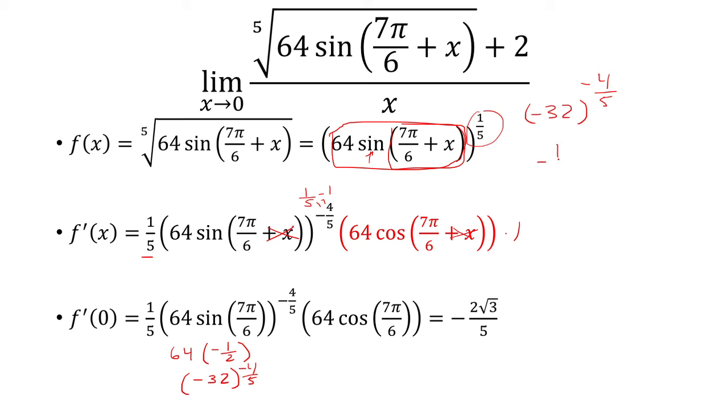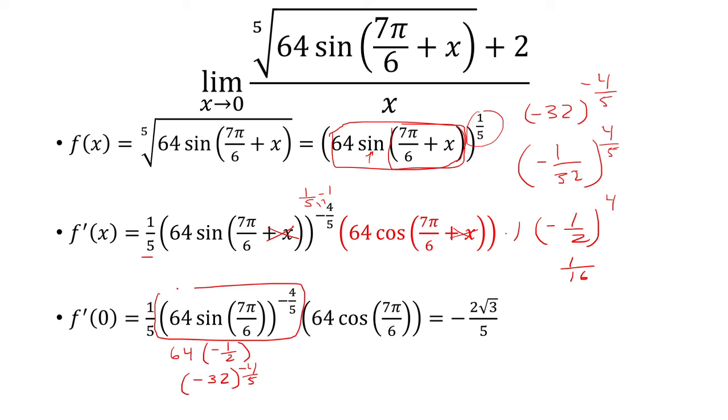So it's going to be negative 1 over 32 to the 4/5 power. I'm going to take the fifth root first, which is negative 1/2. And then I'm going to raise it to the 4th power, which is 1 over 16. Okay, so this whole thing is going to be replaced with 1 over 16. So I still have the 1/5 in front, and I'm going to multiply that to get 1 over 80. So now this entire thing is 1 over 80.